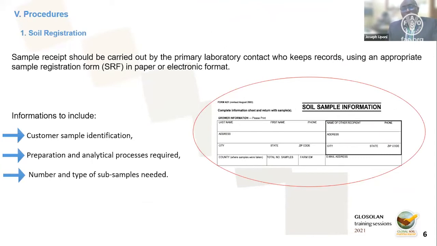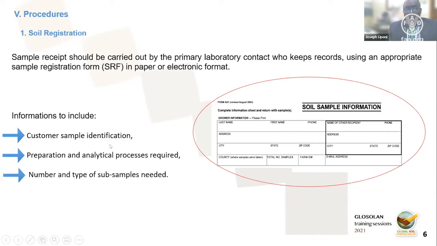Once samples have come to the lab, it's very important that the samples be properly registered. So sample receipt should be carried out by the primary laboratory contact who keeps a record using appropriate sample registration forms. This may be in paper form or electronic format. Most labs are going paperless now, so you'll find them having some laboratory management systems installed that they can use for doing their sample registration. But one thing is common, whether you are using paper or you are using the electronic one, it is very important that some basic information be captured.